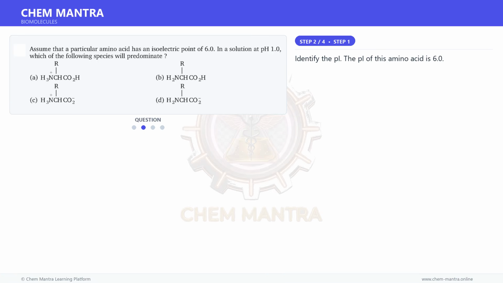Moving on to the next step. Identify the pI. The pI of this amino acid is 6.0. Moving on to the next step. Compare the solution pH to the pI. The solution pH is 1.0, which is much lower, more acidic, than the pI of 6.0.